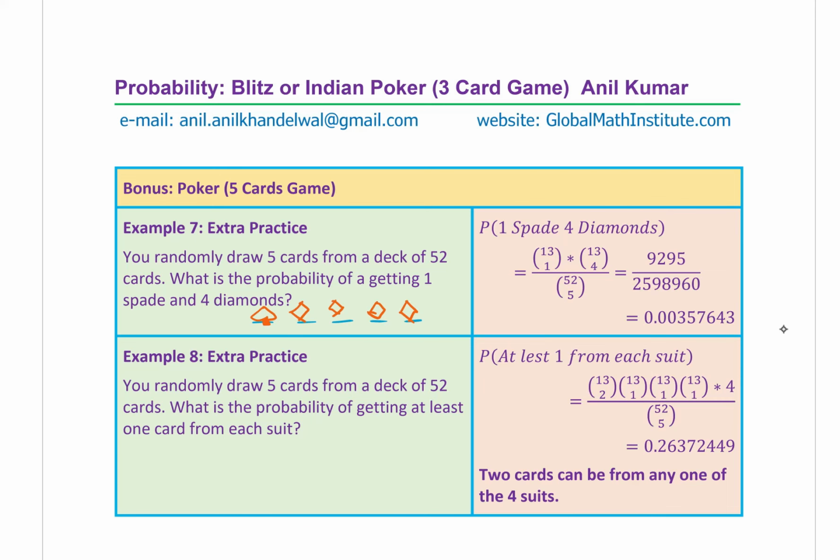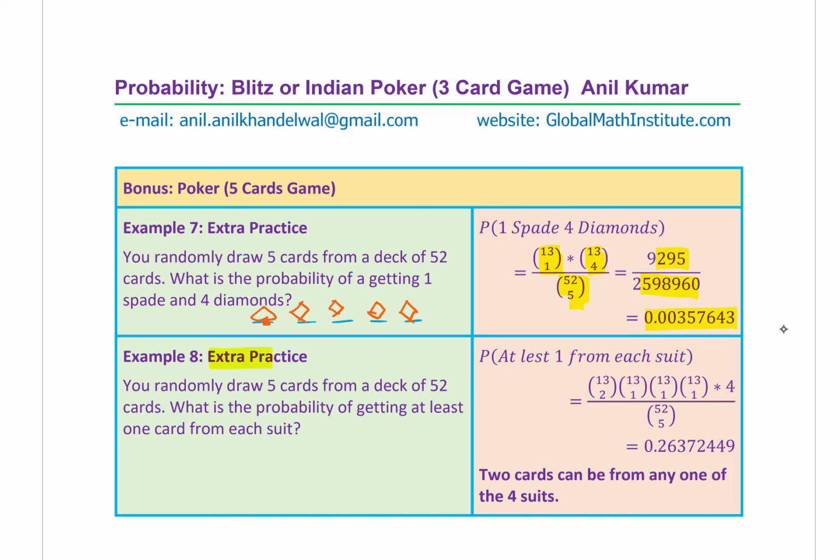How do we do it? Well, 1 spade is 13 choose 1. There are 13 spades, as you know. So 13 choose 1 gives you 1 spade, and you want to choose 4 diamonds. We have 13 diamond cards, so choose 4 out of them, and the total number of combinations when you're dealing with 5 cards from a pack of 52 is 52 choose 5. So divide by that, and that gives you the probability of getting 1 spade and 4 diamonds, and that is 0.00357643, correct? So that is how you can find this particular probability.